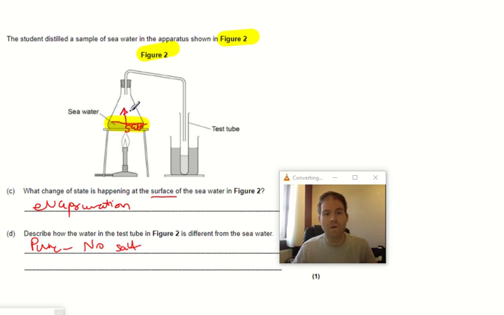Okay, because the water and the salt have different boiling points. The water has a lower boiling point, so the water boils at 100 degrees C, where salt doesn't. So salt will not turn into a gas and will not move with the water up and over this way. And then the water cools down, and what you collect in here is pure water. Okay, now that's pure water, not potable water.